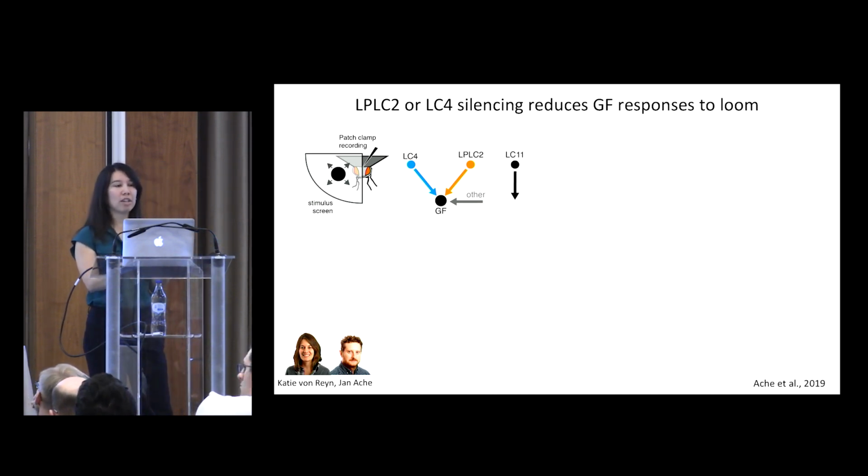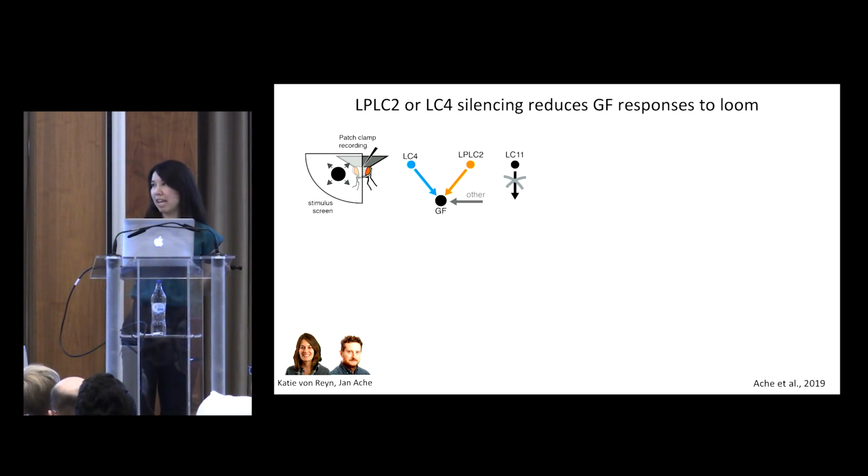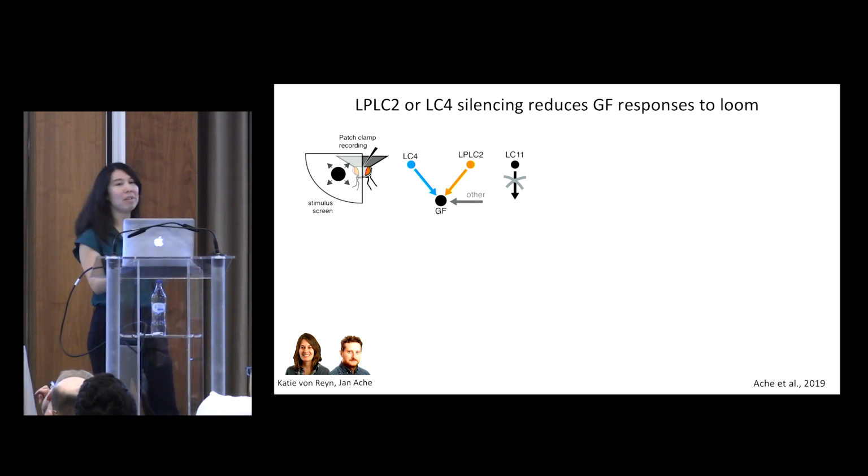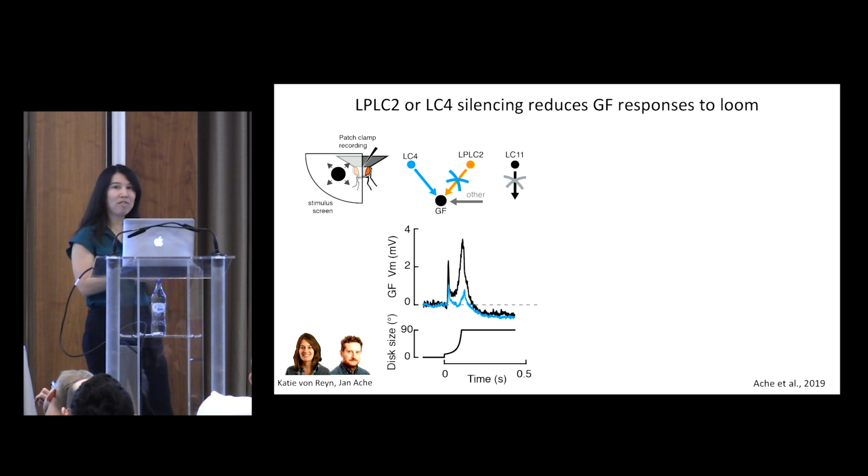So as a control, as our baseline, we silence a different visual projection neuron that we know does not make synaptic connections with the giant fiber, LC11, so in black will be our control. And if we go in and silence those LPLC2 ultra-selective looming detecting neurons, here's what we see. We see that, in fact, the giant fiber response to loom decreases significantly.